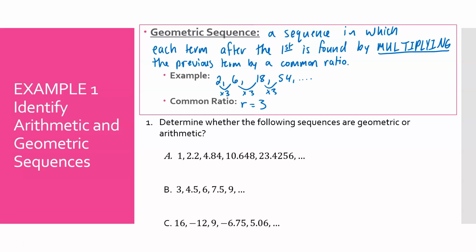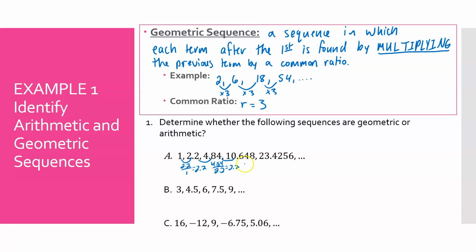All right, so this says determine whether the following sequences are geometric or arithmetic. Okay, so you're looking for that common ratio. Quick and easy way to find this, Miss Nosworthy showed this in a video, is you can take the second term divided by the first. So this has a ratio of 2.2. If I did that, I would need to get the same thing when I do 4.84 divided by 2.2, and I do in fact get 2.2.